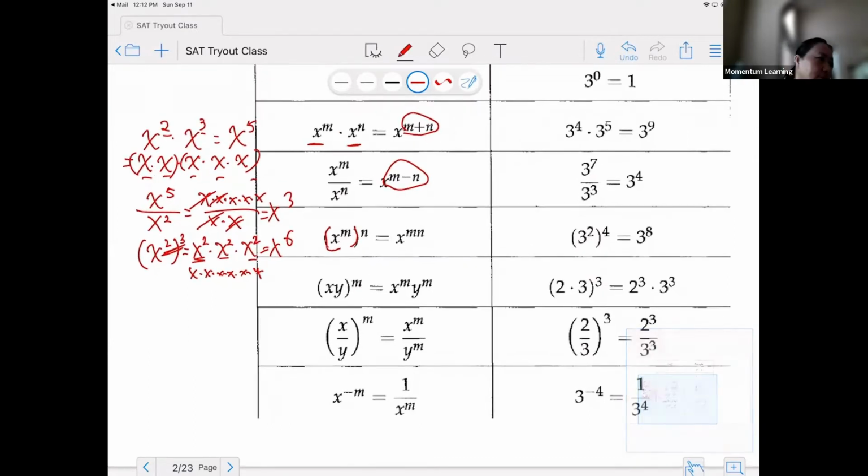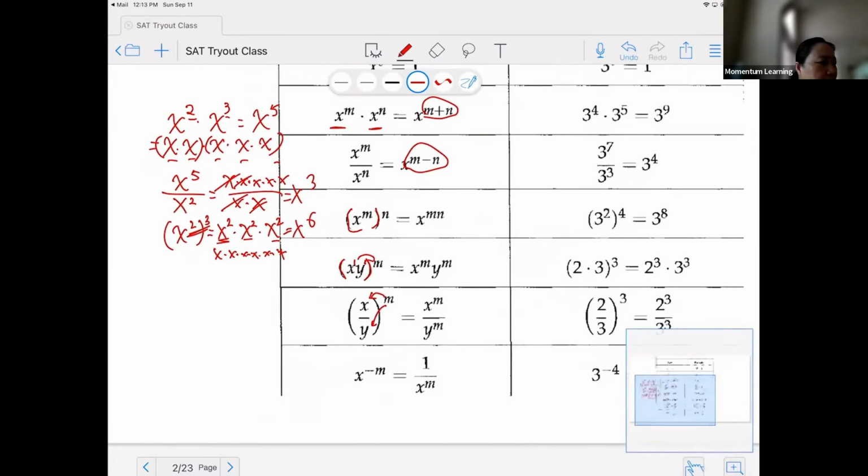Now, when we have parentheses and then outside you have an exponent, basically you distribute. Inside here the default is 1, and 1 times m. If you have division, it's the same thing: you distribute m. We have a very important rule, which is the negative exponent. When you have x to the power of a negative exponent, you change that to a positive exponent m, but then do the reciprocal.